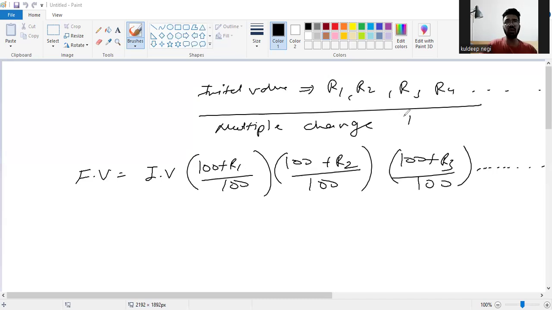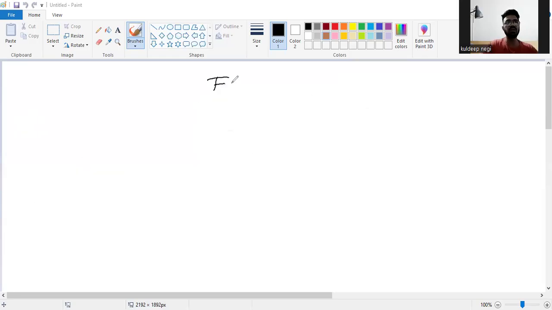If there is a profit or an increment, R will be positive, and if there is a decrement, R is negative. Next important formulas: exponents.